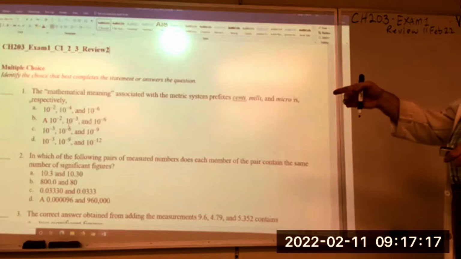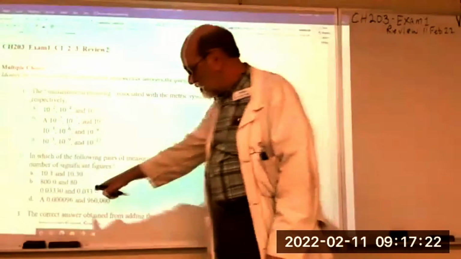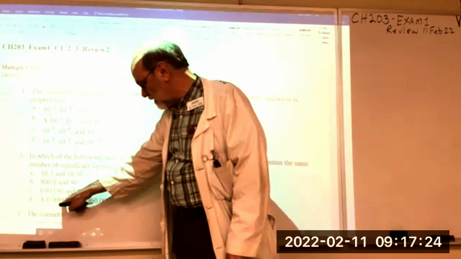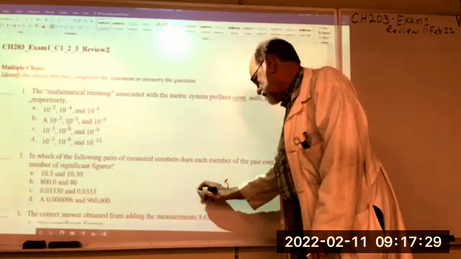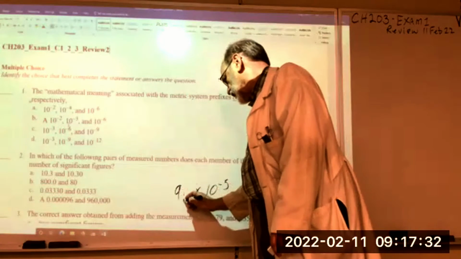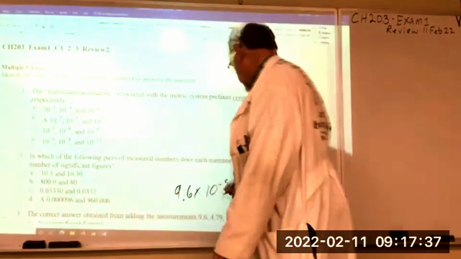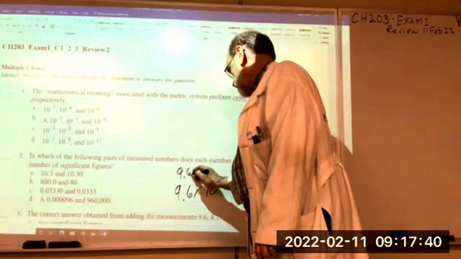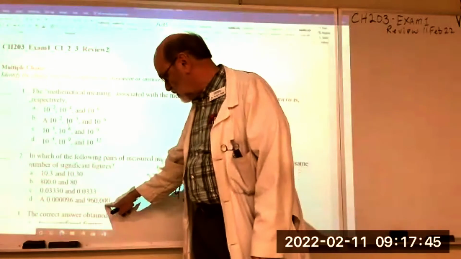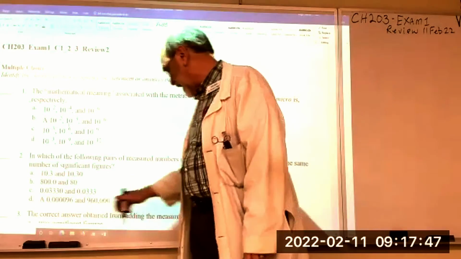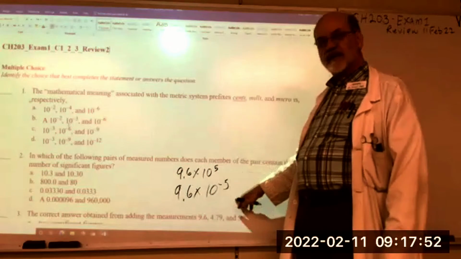How would we write these, while we're here, in scientific notation? We write this one, move the decimal 1, 2, 3, 4, 5. So to the right is -5. And then we have 9.6. Okay. How about this one? That one would be 9.6 also, except the power of 10 would be different, because it would move 1, 2, 3, 4, 5 the other direction. So the one on the right is +5, and the one on the left is -5.